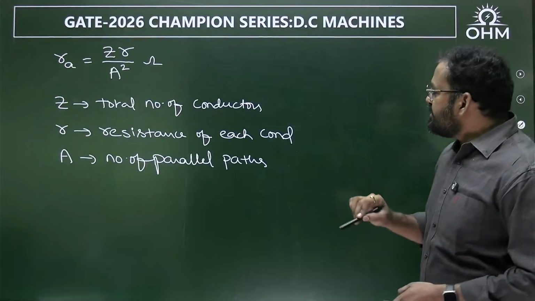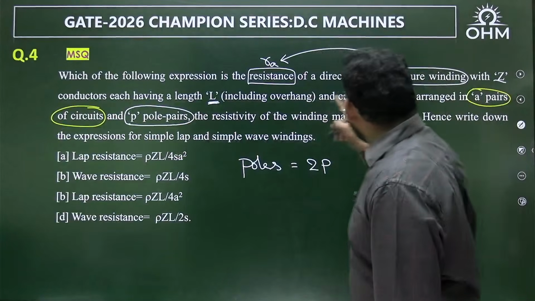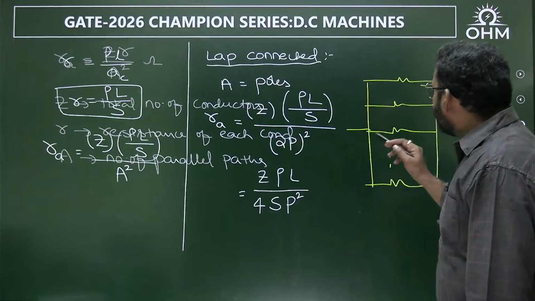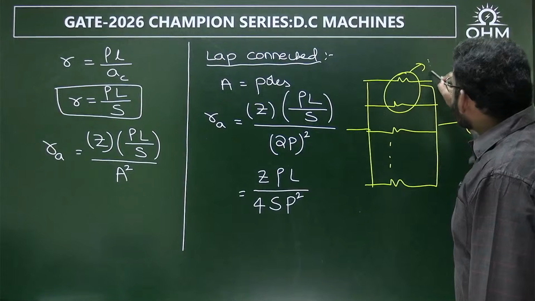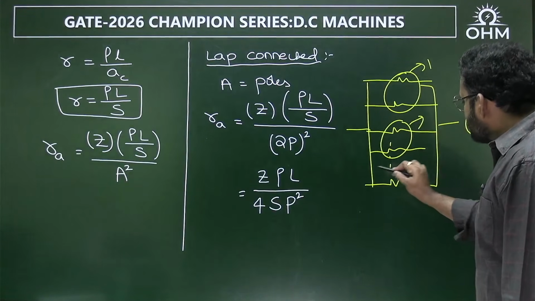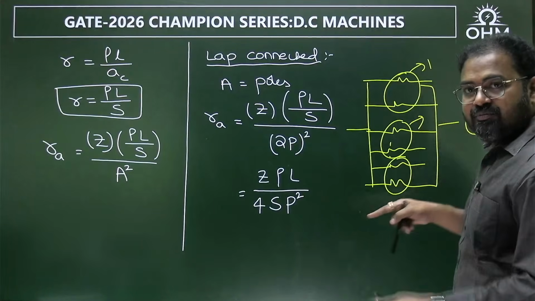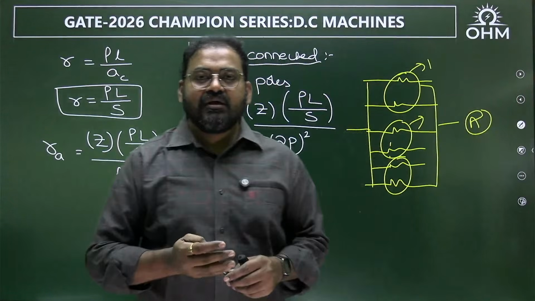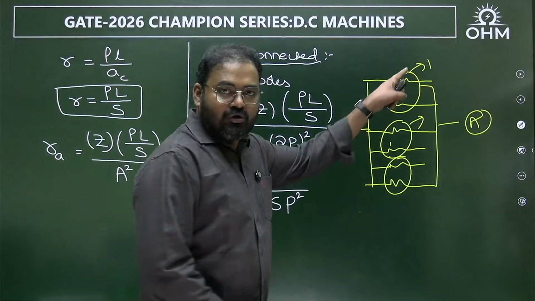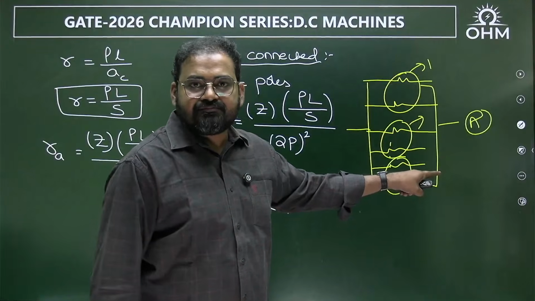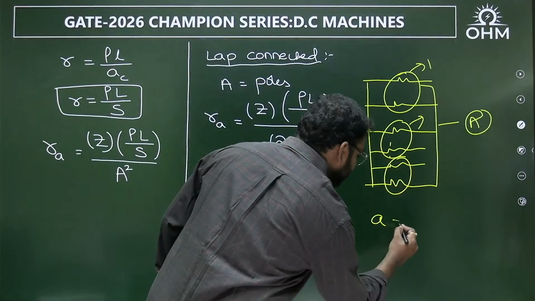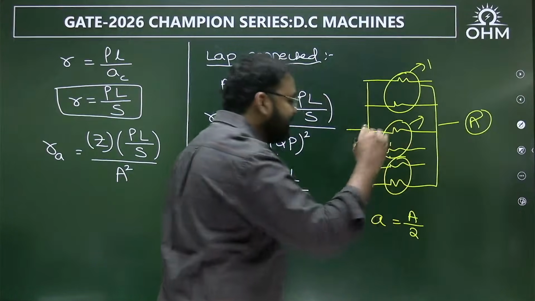But in the given question, small a is the number of pairs of circuits. That means each pair, this is one pair. Like that, next to 2 parallel paths, another pair. Next to 2 parallel paths, another pair. If overall parallel paths are capital A, then how many pairs of parallel paths? Is it not A by 2? Total parallel paths are capital A. Then how many pairs? A by 2. So therefore, small a is equal to capital A by 2.